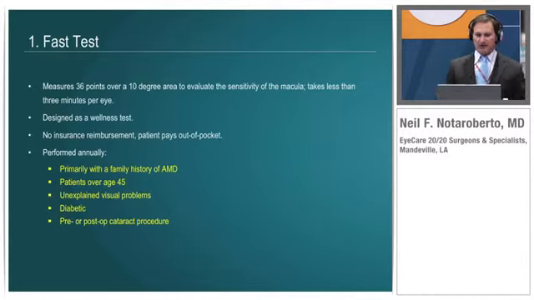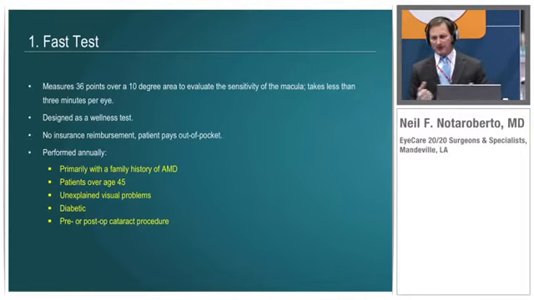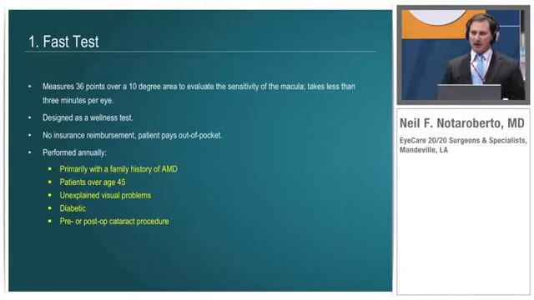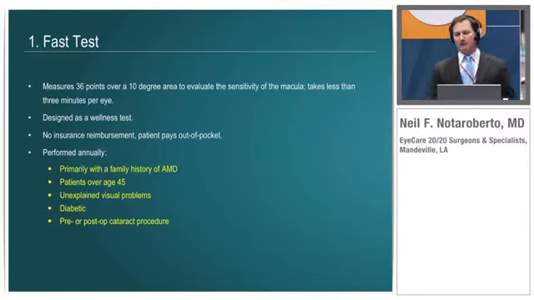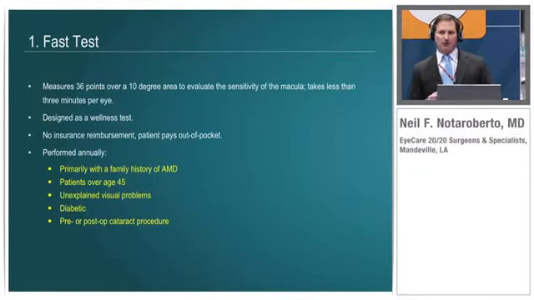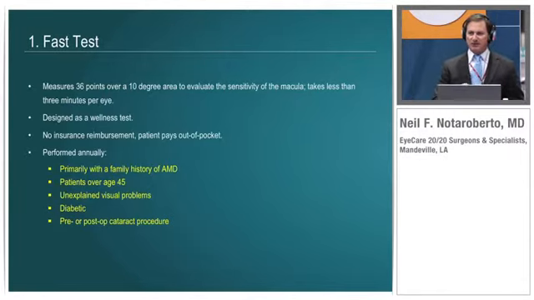So the FAST test, which measures 36 points over a 10-degree area, is really designed as a wellness test. It's fast, it takes about 2.5 minutes, it's under 3 minutes without any doubt. There's no insurance reimbursement because of the type of test it is, but you can see how this could be used in certain practices as a wellness test, as a value-added service, where patients who are being tracked or monitored for their annual or maybe their biannual examination opt for this test to get a better assessment of what their vision really is.